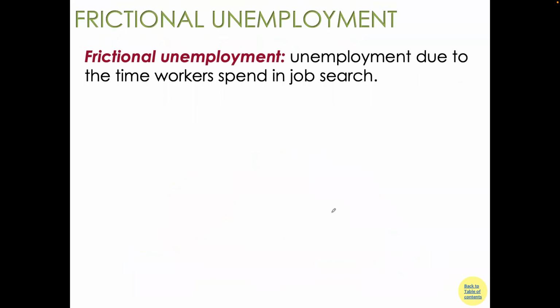Now, let's see the three types of unemployment. The first one is called frictional. Frictional unemployment exists because it takes time for workers to find the right job.